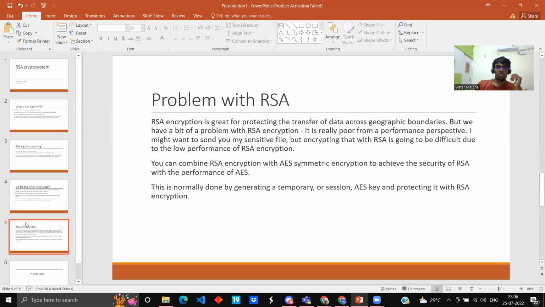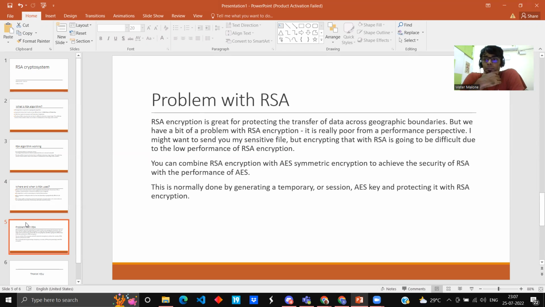And so now, there is obviously a simple drawback with RSA. As I said, it was very good for transferring data across geographic boundaries, but the problem is that because of how complex it can be, it is actually bad from a performance perspective. When I say performance perspective, it means that it is actually becoming difficult for the sender and the receiver to even perform RSA encryption. Forget about the security aspect of it. To even engage in this, it takes a lot of computation power.